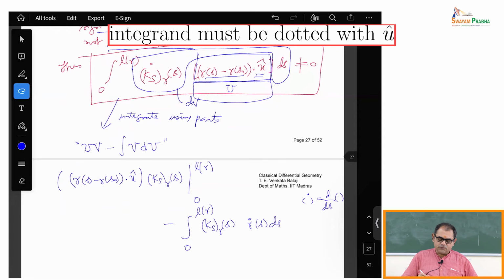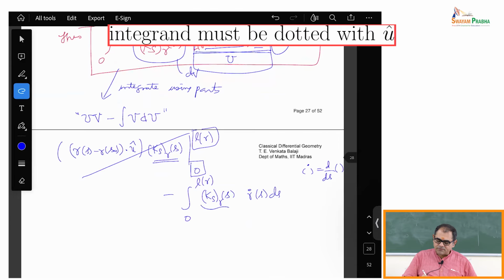Now you see the signed curvature function is continuous on the whole curve, and s equal to 0 and s equal to L gamma are the same point. Therefore, this will go away, and you are left with only this term. But you see this term, gamma dot of s is just t cap sub gamma of s.